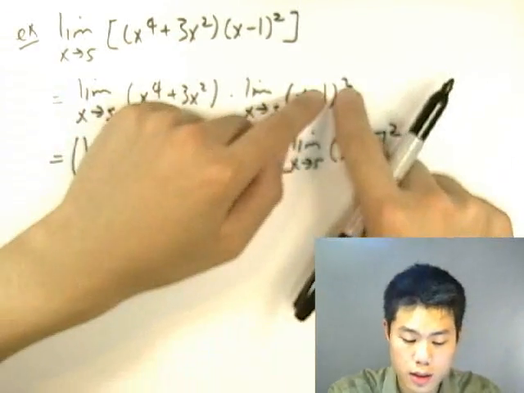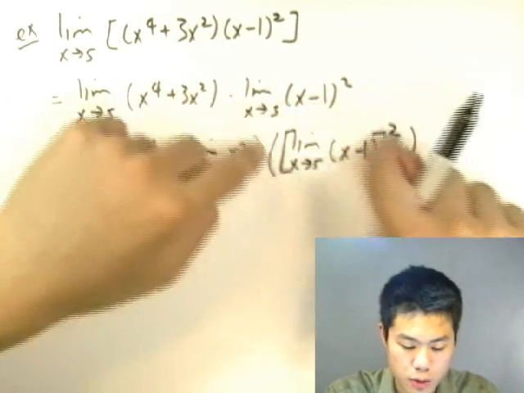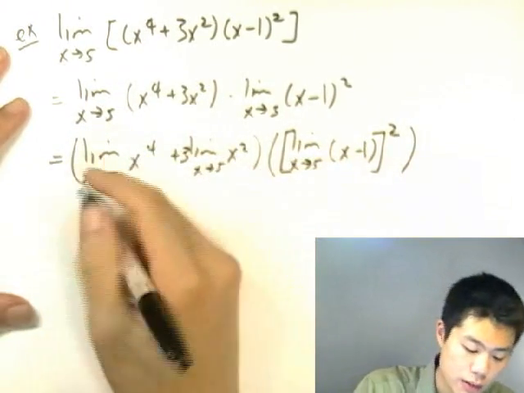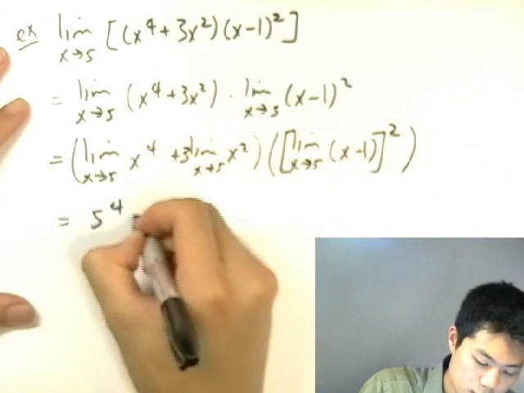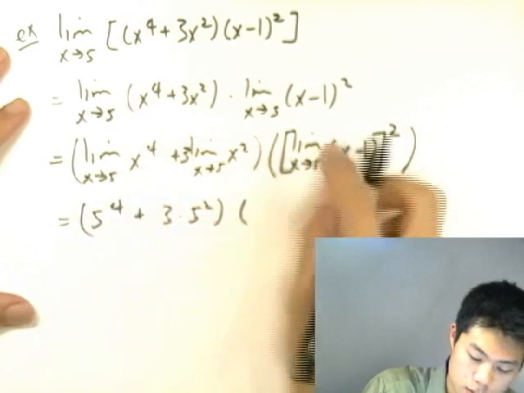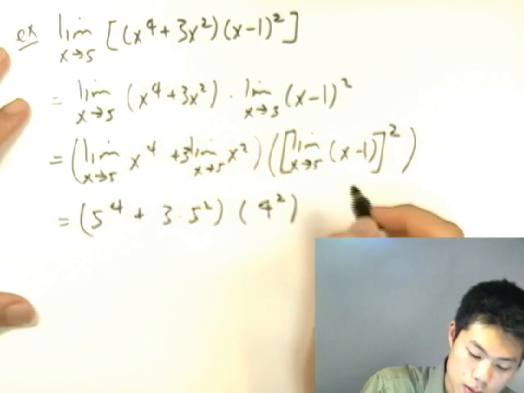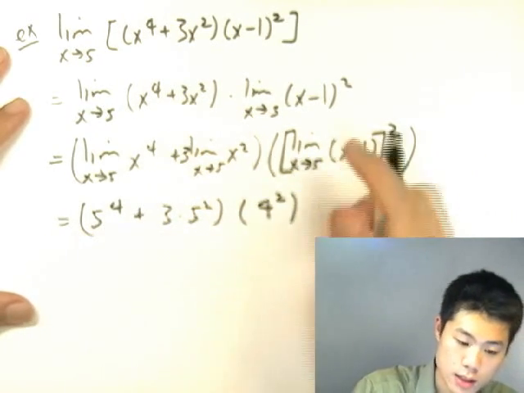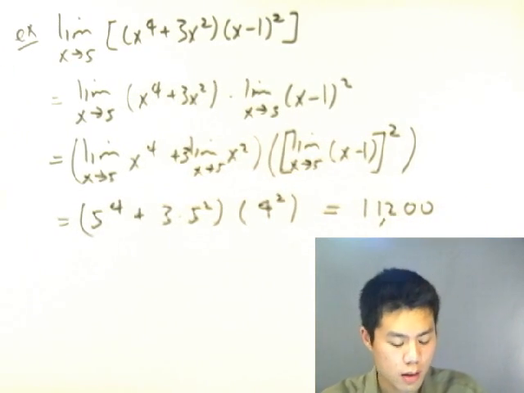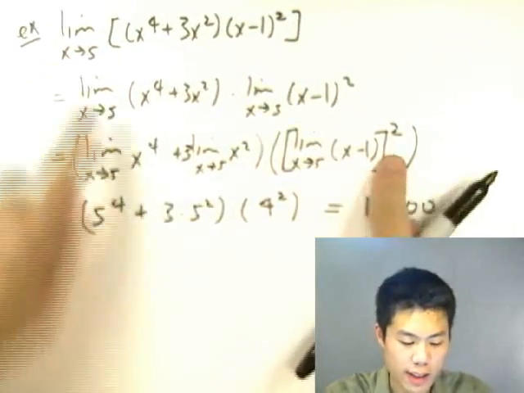Okay, I just took this squared exponent and moved it outside of the limit. We can do that, right? And we just plug everything in, so we plug in 5. Minus 1 equals 4. 4 squared equals this, and this equals 11,200. Right? We could have just simply plugged this thing in. That's basically what we did, right? We just plugged this in.